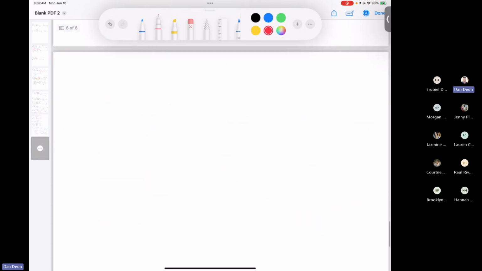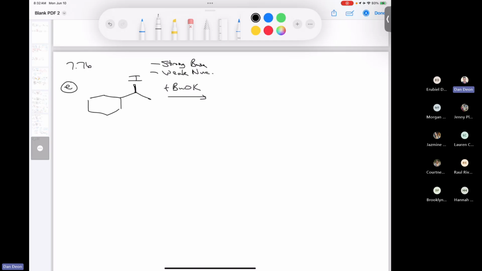So 7.76E looks a little something like this. So we have a secondary alkyl halide. Authors really hung up on these secondary alkyl halides anyhow. So we get the secondary alkyl iodide, we're treating it with a big old bulky base of potassium T-butoxide, which is a strong base. We'll hear weak or terrible nucleophile. So we're not going to get any substitution in this case. The only thing we're going to get is going to be E2.